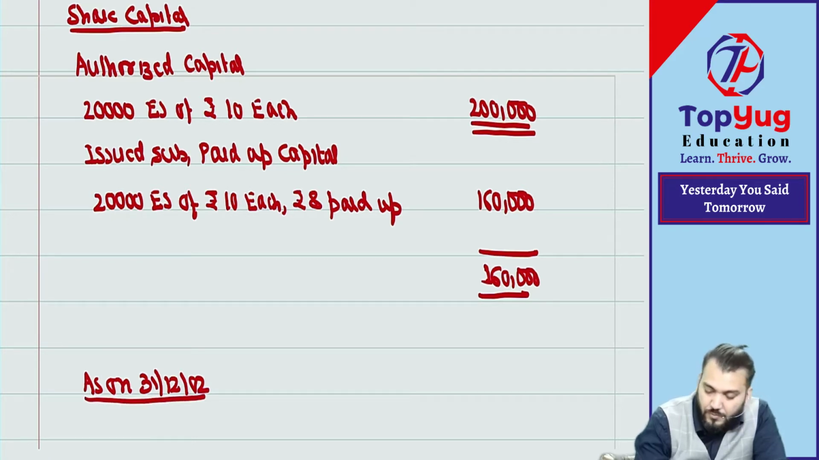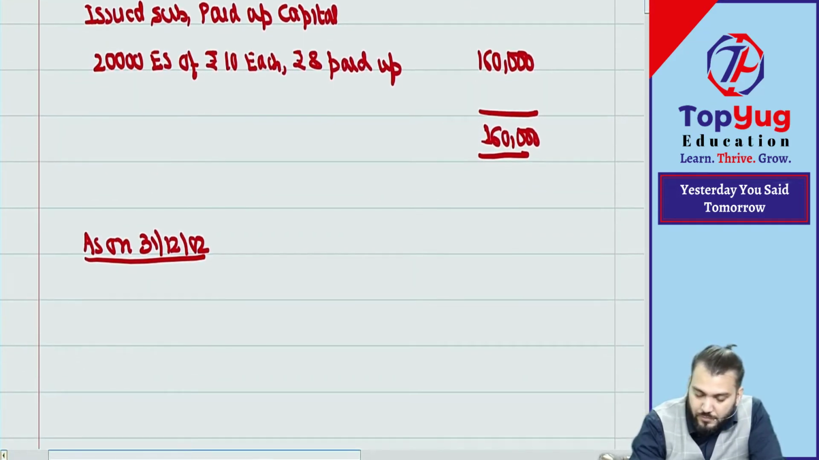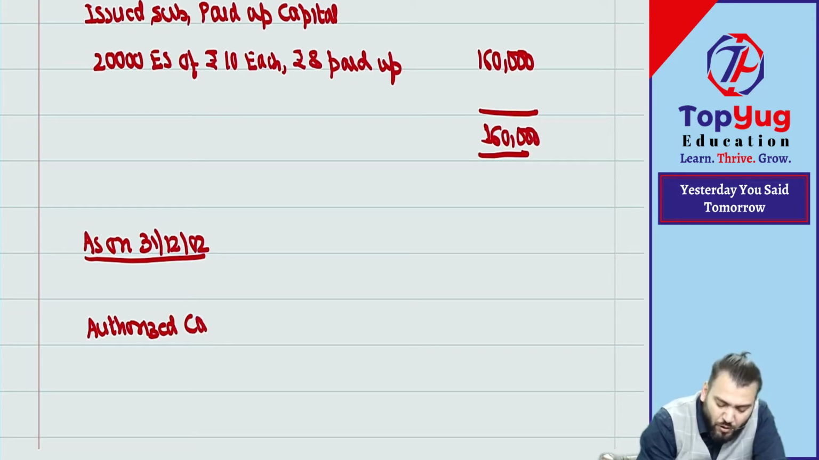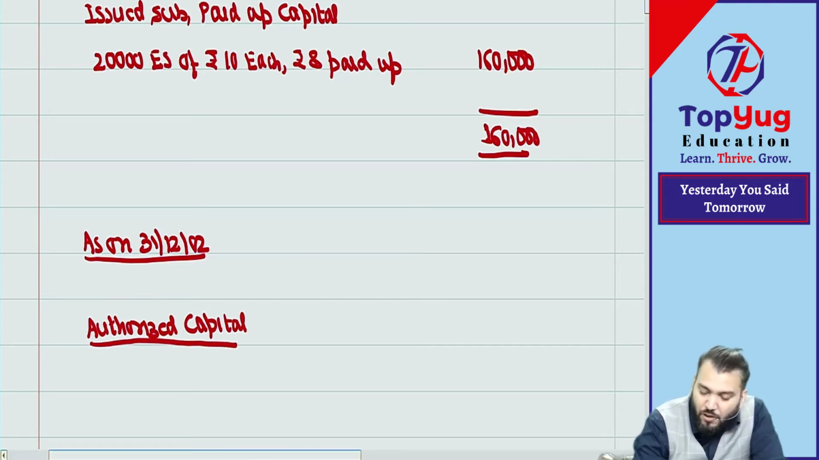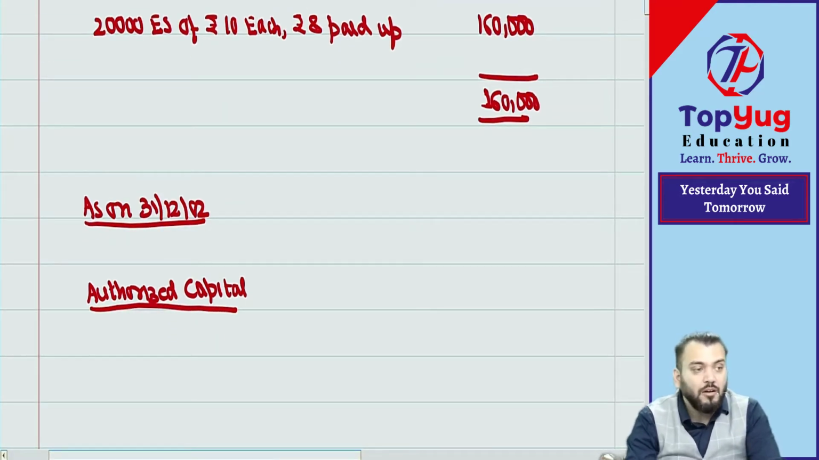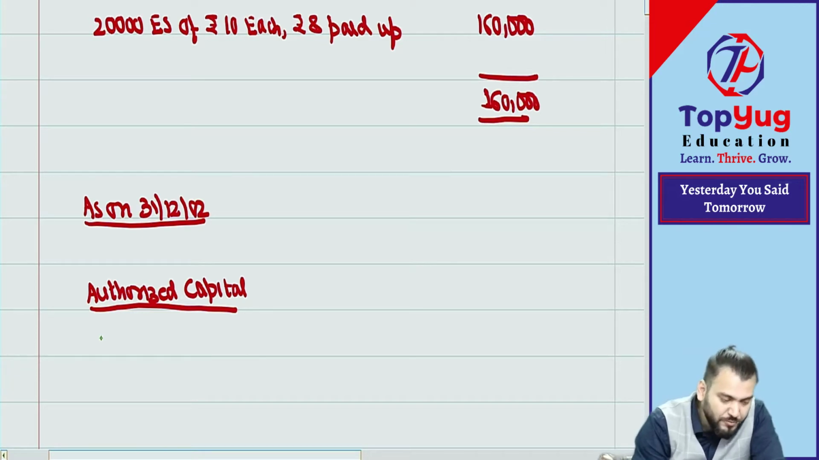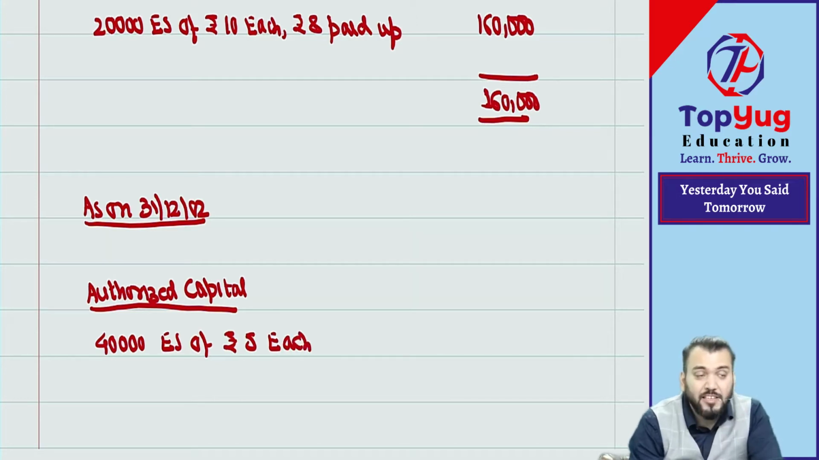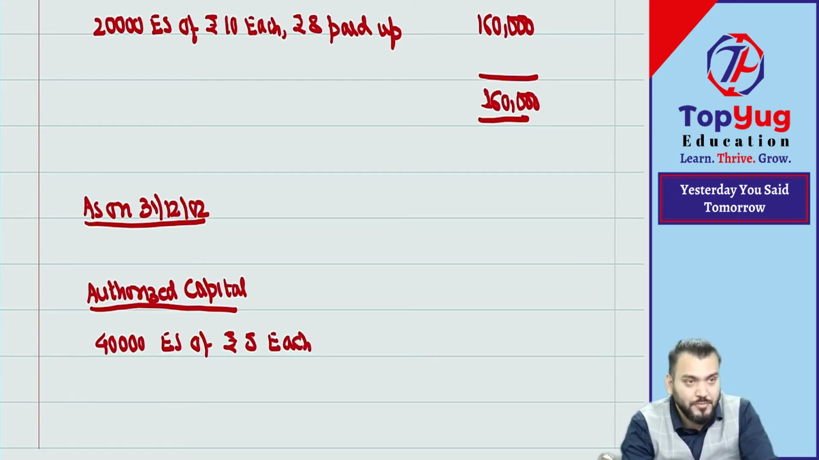2002. Once again we write on authorized. Even if the question is silent, authorized will also change. If the class of shares change, automatically the authorized will also change. So now, what will be the number of shares? It will be 40,000 equity shares of rupees 5 each. So even if the question is silent, you need to change the authorized capital on your own. Understood?